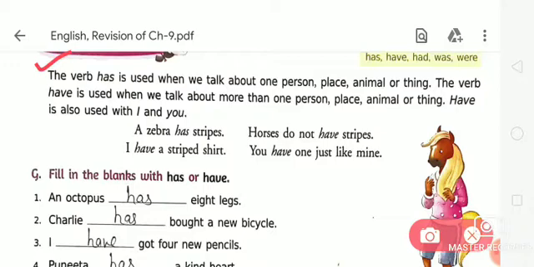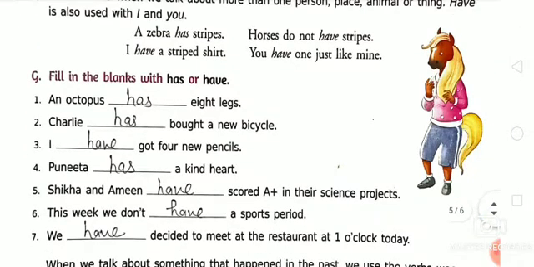Students, here is the information about how we could use has or have in a sentence. Here we will learn about the uses of has or have. We have to use the verb "has" with one person, place, animal or thing, and we have to use the helping verb "have" when we talk about more than one person. So the instruction is given here on how we could use has or have with a person, place or animals. Let's do the given exercise, that is exercise G.